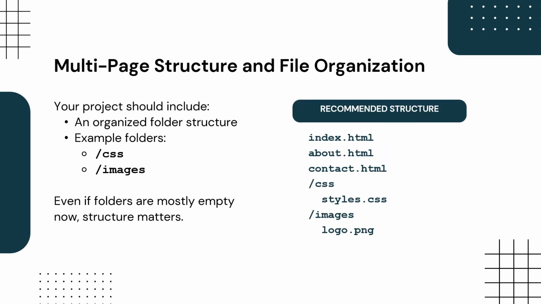Now, let's connect structure to file organization. In assignment 1 for this module, you're creating multiple HTML files. You're going to create an index.html, an about.html, and a contact.html. These files live in the same project, and they should link to one another using relative paths. You'll also begin organizing your project using folders such as a CSS folder or an images folder.